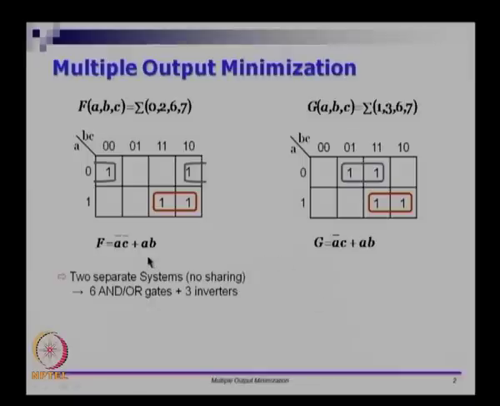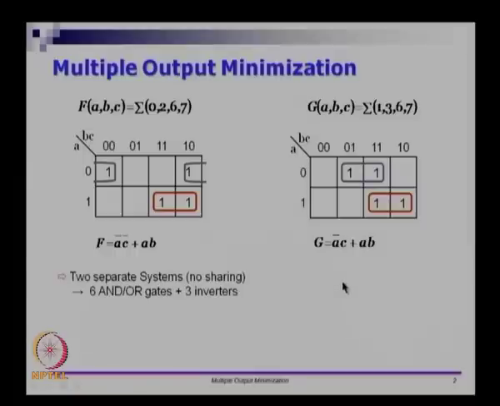If we did that, then we would have needed overall 6 AND or OR gates plus 3 inverters. For example, you would have needed an inverter for A bar here, a C bar here, and another inverter for A bar here, because we did not share anything; we designed this as 2 separate circuits. Then you would have needed one AND gate here, one AND gate here, one OR gate here. Similarly, one AND gate here, one AND gate here and one OR gate here. So 6 AND or OR gates plus 3 inverters.